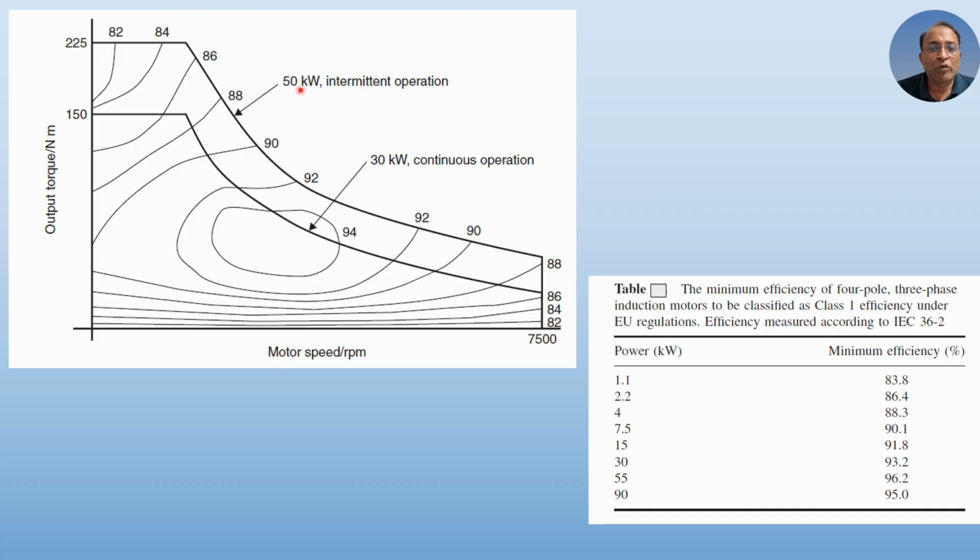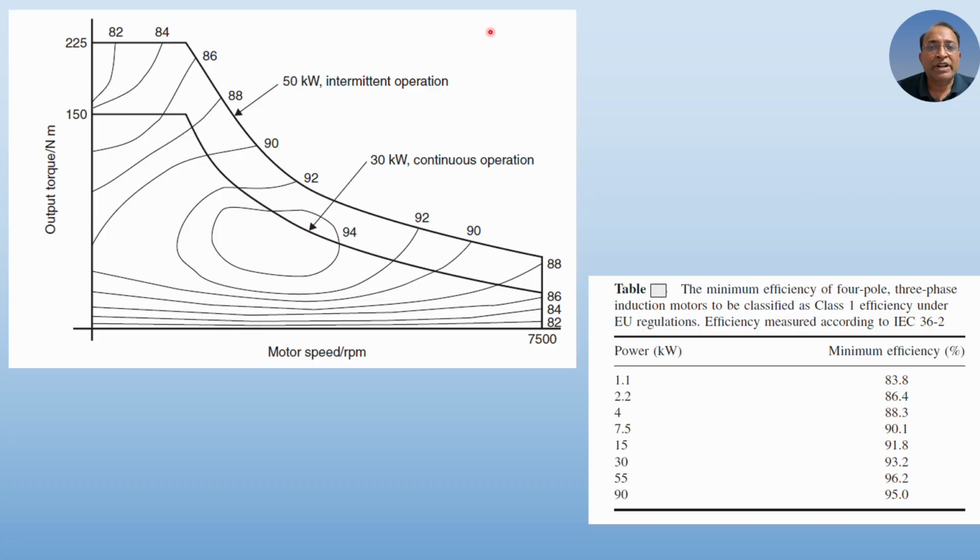One is a 50 kilowatt intermittent operation. This is the upper characteristic here, varying over a range of speed from 0 to 7500 rpm. Secondly, below this, the second characteristic is a 30 kilowatt output for continuous operation. The 50 kilowatt one is for intermittent operation, meaning frequent start, stop, reversal and so on, and the lower one is for the continuous operation. So two different characteristics are here.